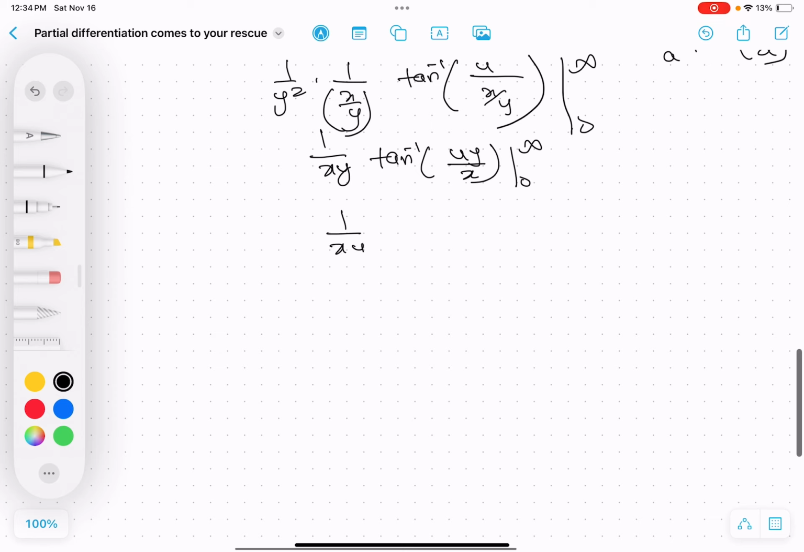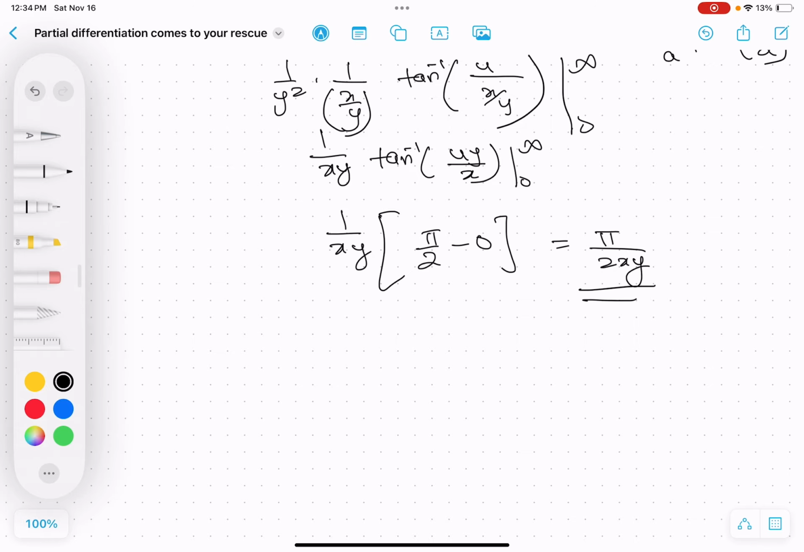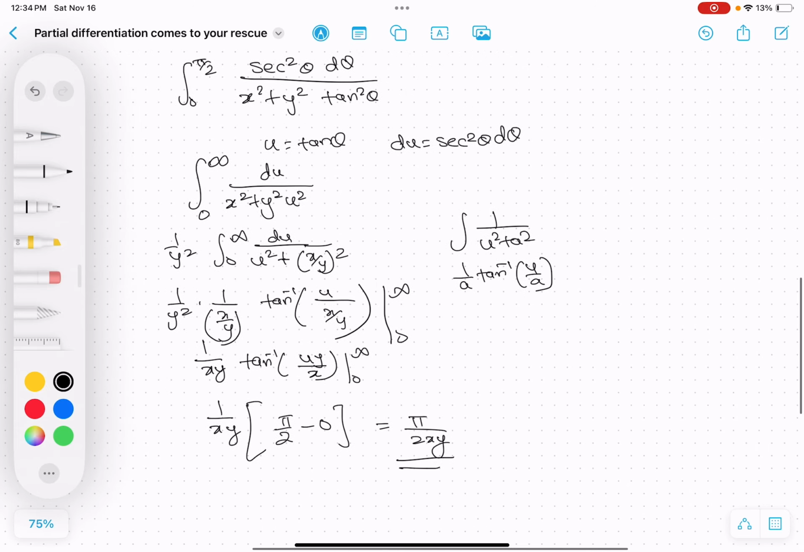Now we know that when u is infinity, this will be tan inverse infinity, which is pi by 2. When u is 0, this is tan inverse 0, which is 0. So this is just pi by 2xy. You see that, right? Okay, this isn't too hard, I guess. So we got that this is pi by 2xy.